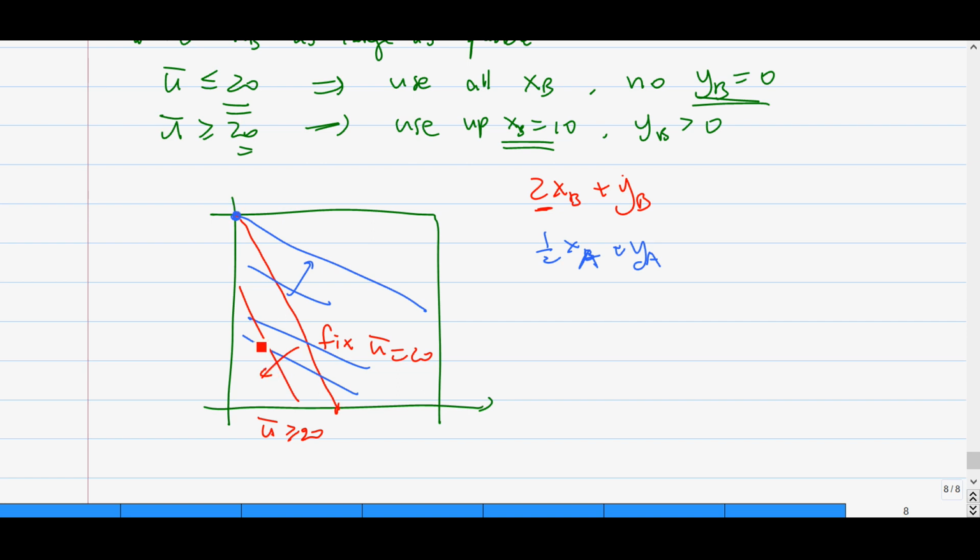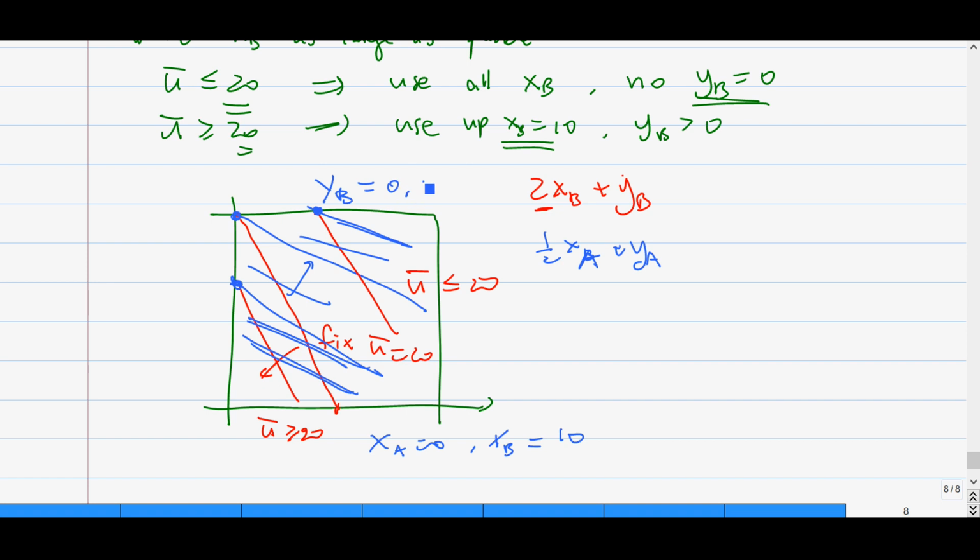Then when I maximize, I still do this thing, but I hit this point. So this point means xa equal to 0, which means xb equals 10. And on the other side, when u bar is smaller or equal to 20, you see that when I maximize this, when I move it as far as possible, we get this point. And this point means yb is equal to 0, so ya is equal to 10. So that will be how I get all these points.